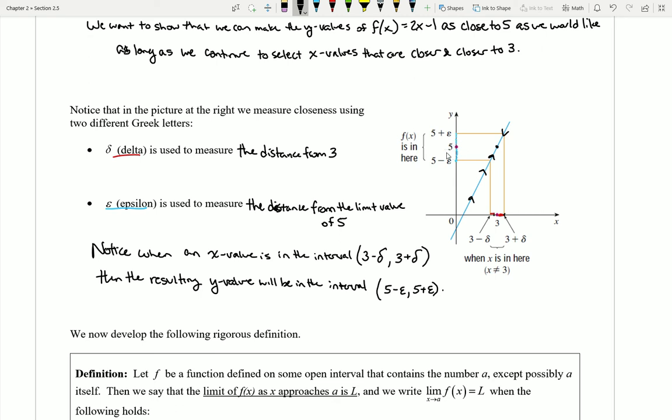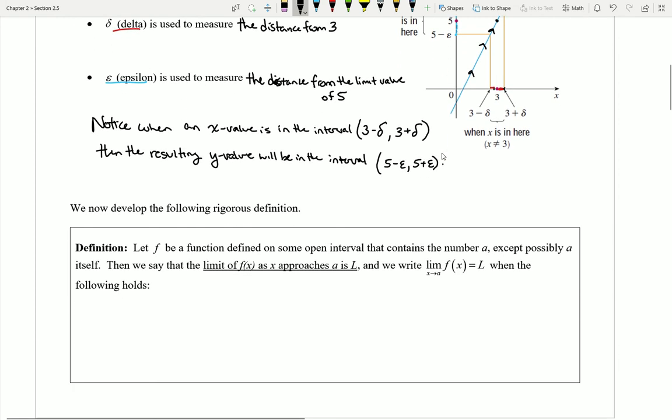So let's go ahead and see how we can actually use this to write out a definition down below. So here's our definition of how we're going to determine if we have a limit for a function. Suppose I have a function that's defined on some interval that contains the number a, like here 3, if that's what I'm moving towards. Then we'll say that the limit of f of x as x approaches a is some number L. Maybe we'll say it's 5. And we'll write it like this, as long as the following holds.